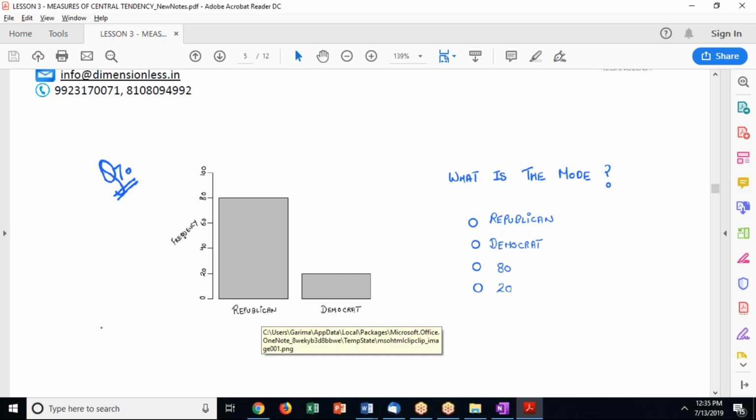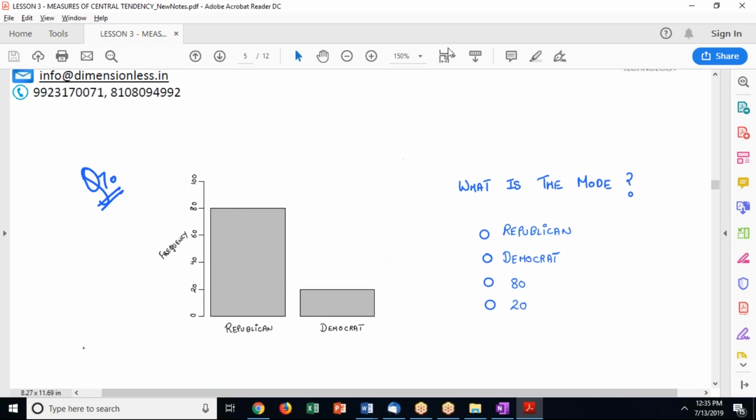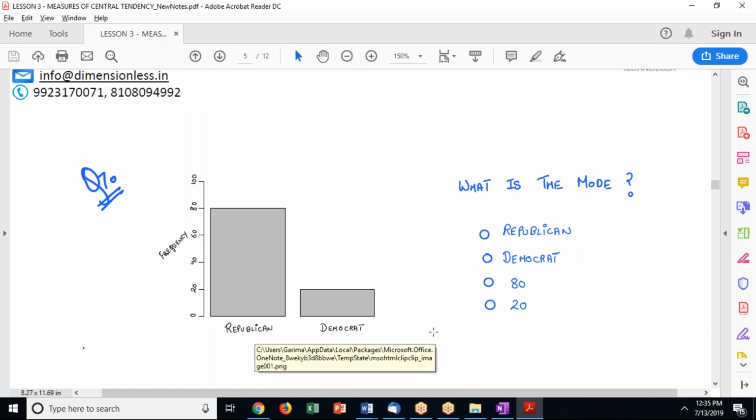Quickly, what is the mode in this case? Republican. No, we cannot predict, because this is very important. Let me explain. This is frequency only, right? On the x-axis, you're having Republican 80 and Democrat 20, right? That's what we say, right?